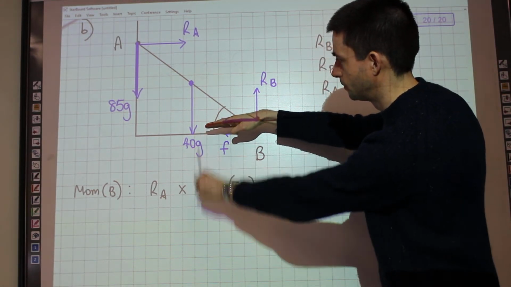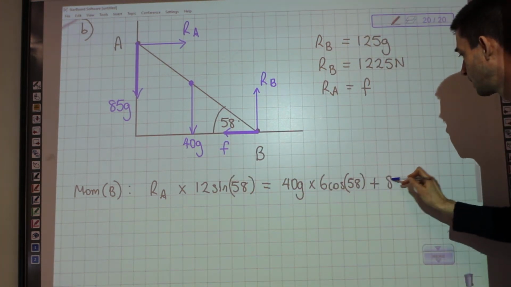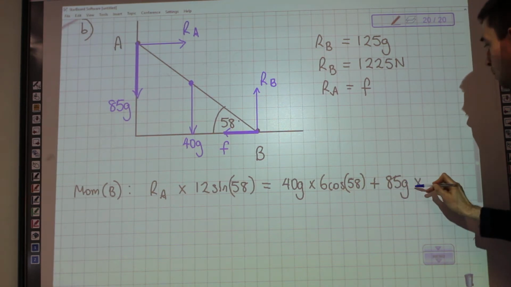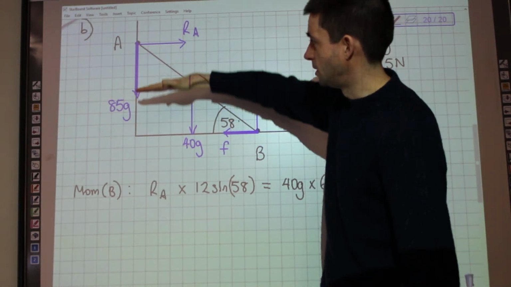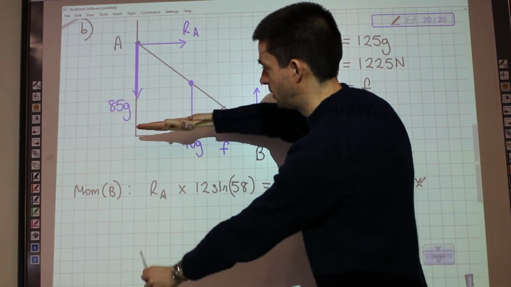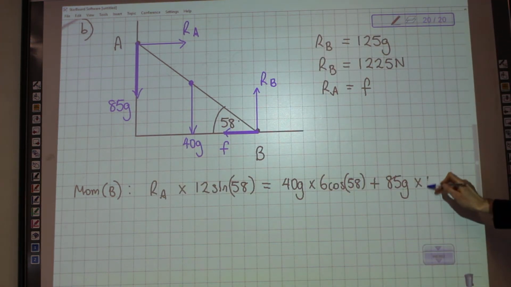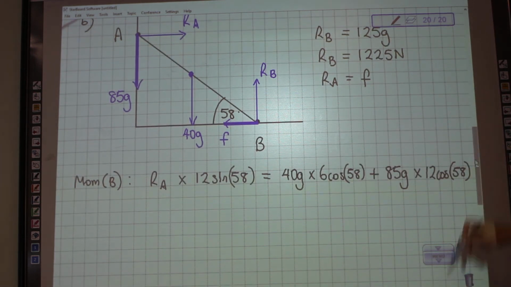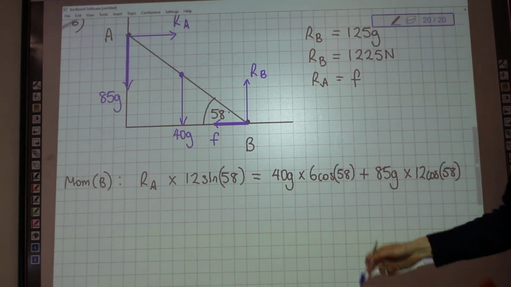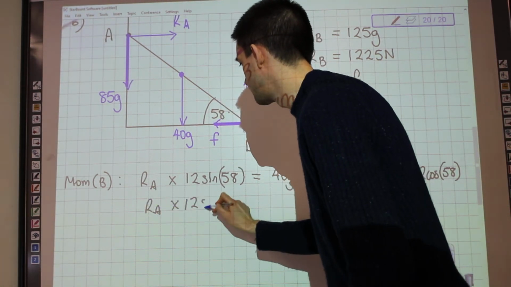What has changed is the 85G is no longer 7 metres away from where we're pivoting, it's now the full 12 metres away. So this distance here, perpendicular to the line of action of the force, it's no longer 7 cos 58, it's now 12 cos 58. But again, works the same way. My reaction at A times by 12 sine 58.